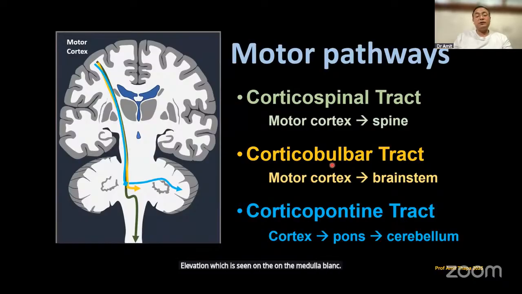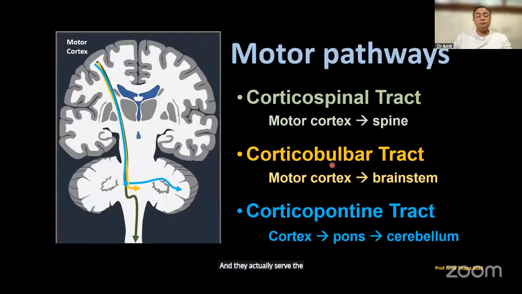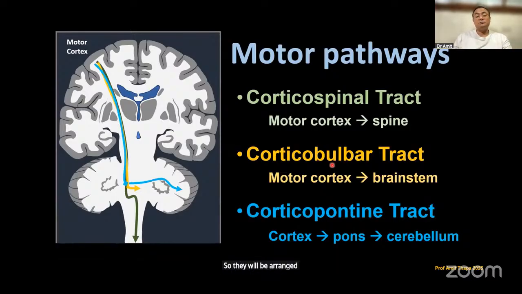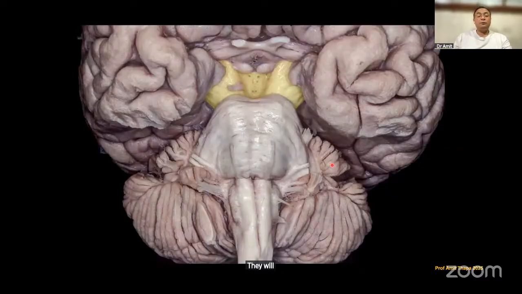The corticobulbar tracts are those tracts which arise from the motor cortex, but they finish in the brainstem, and they serve the cranial nerve nuclei. So these are basically the communication between the brain and the cranial nerves. They are arranged medially to the corticospinal tracts, and the corticopontine fibers are the most medial ones. These are the ones which communicate to the cerebellum through the pons, and that's why they are not there in the medulla. They will finish at the level of the pons itself.